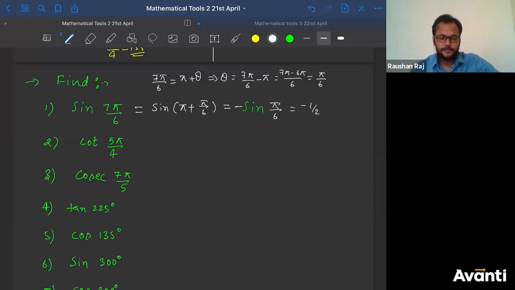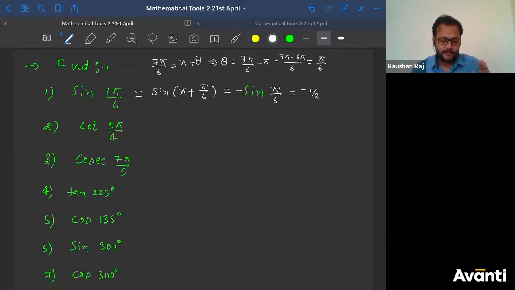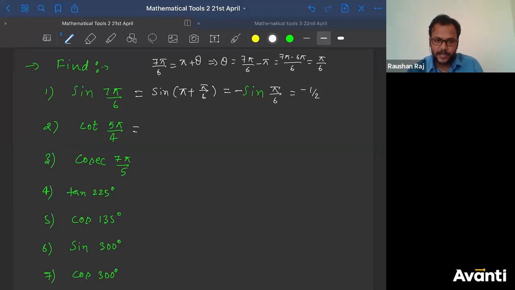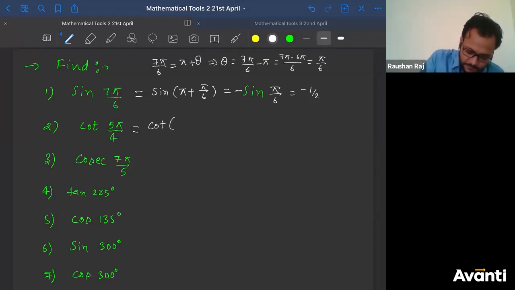Okay. Second, cot 5 pi by 4. Again, I'll ask you the same question: whether it is greater than pi or less than pi. Same type of question, same condition will come here. 5 pi by 4, 5 and 4, they are neighbors, right? So 5 is greater than 4, and it is a numerator. So 5 pi by 4 is greater than pi, correct? So I'll try to write this cot as pi plus some angle theta.